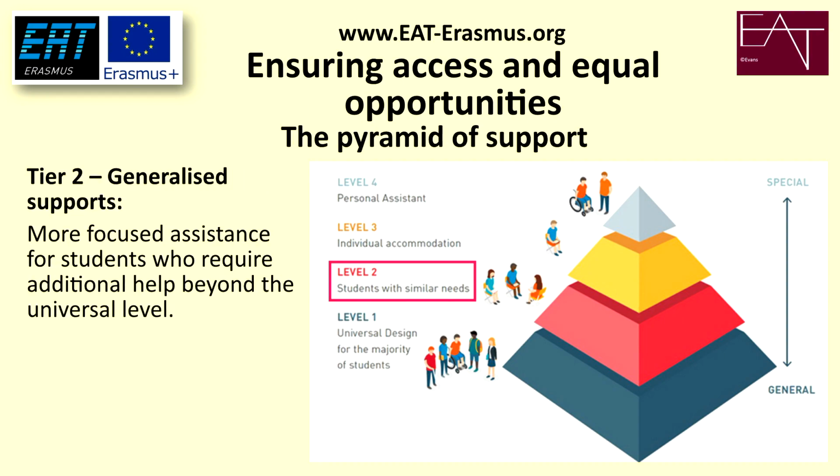Tier 2 is generalised supports. This tier offers more focused assistance for students who require additional help beyond that universal level. This typically involves small group interventions or specialised programs. For instance, students struggling with reading might receive targeted reading interventions.